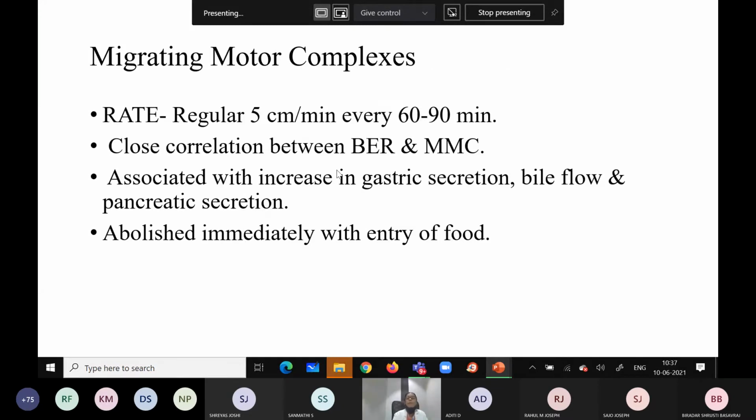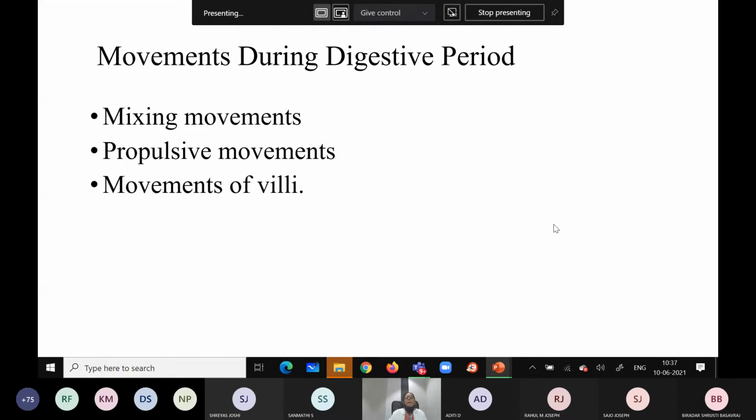Okay, now they are associated with increasing gastric secretion, bile flow and pancreatic secretion. So these contractions are associated with the increase in gastric, bile and pancreatic secretion. These contractions abolish immediately with entry of food. So as I told you, they are interdigestive contractions. Whenever the food enters into the GI tract, these migrating motor complexes will end. They will abolish. Okay. So MMCs are the movements which occur in the interdigestive phase.